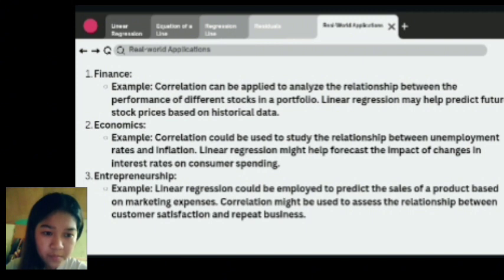Economics. So in economics, let's consider also the correlation. For example, correlation could be used to study the relationship between unemployment rates and inflation. Linear regression might help forecast the impact of changes in interest rates on consumer spending.